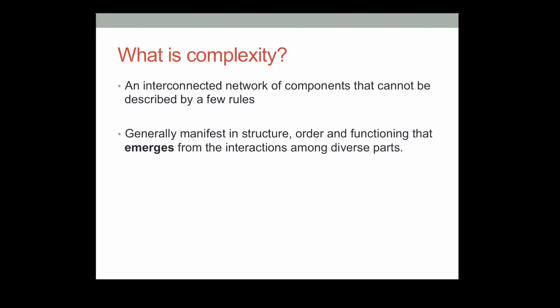So when we think about complexity, it might be good to start and actually define what complexity is. And so we can think of complexity as an interconnected network of components that cannot be described by only a few rules. And generally, these interconnected networks of components manifest themselves in the structure, order, and functioning that emerges from these interactions among the diverse parts or components that make up the network or the ecosystem.